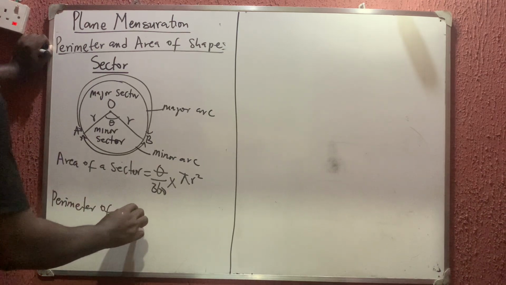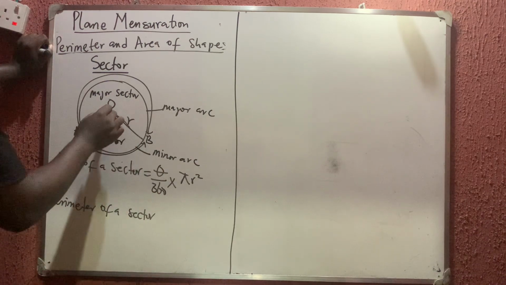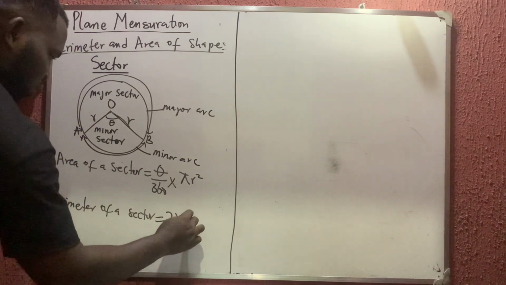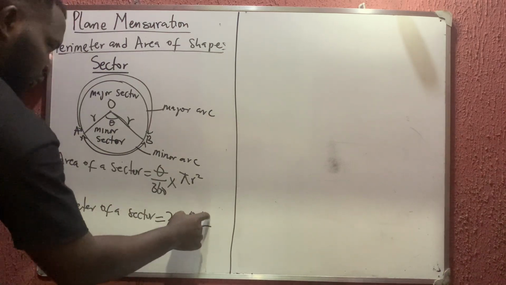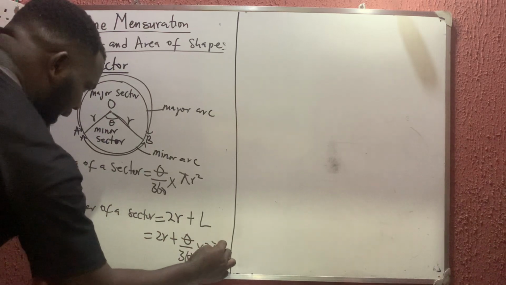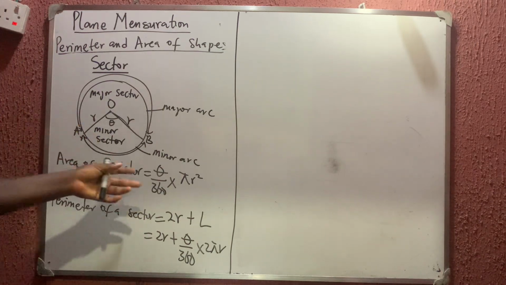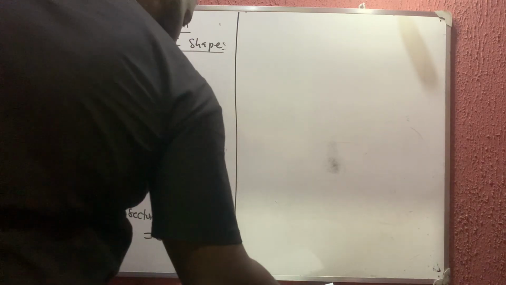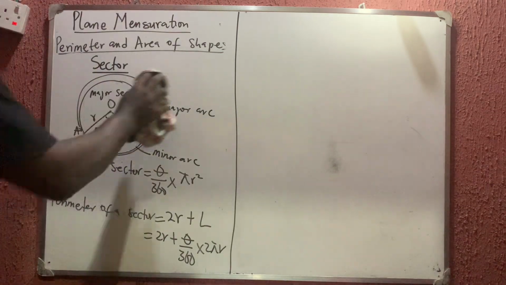Now, the perimeter of a sector. The sector is this shape, so the perimeter is two radii and the length of an arc. So the perimeter of a sector is 2r plus the length of an arc, which is 2r plus theta over 360 times 2 pi r. So this is the formula for the area of a sector and the perimeter of a sector. Having known this, let us now solve some calculations to help us understand it better.